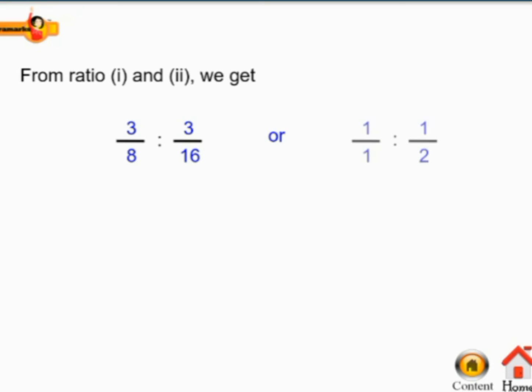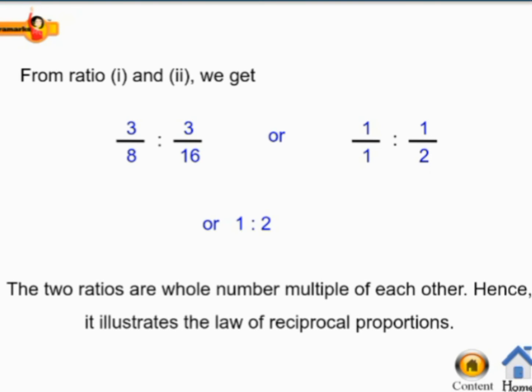Two ratios marked as first and second are related to each other as 1:2, that is, the two ratios are whole number multiples of each other. Hence, it illustrates the law of reciprocal proportions.